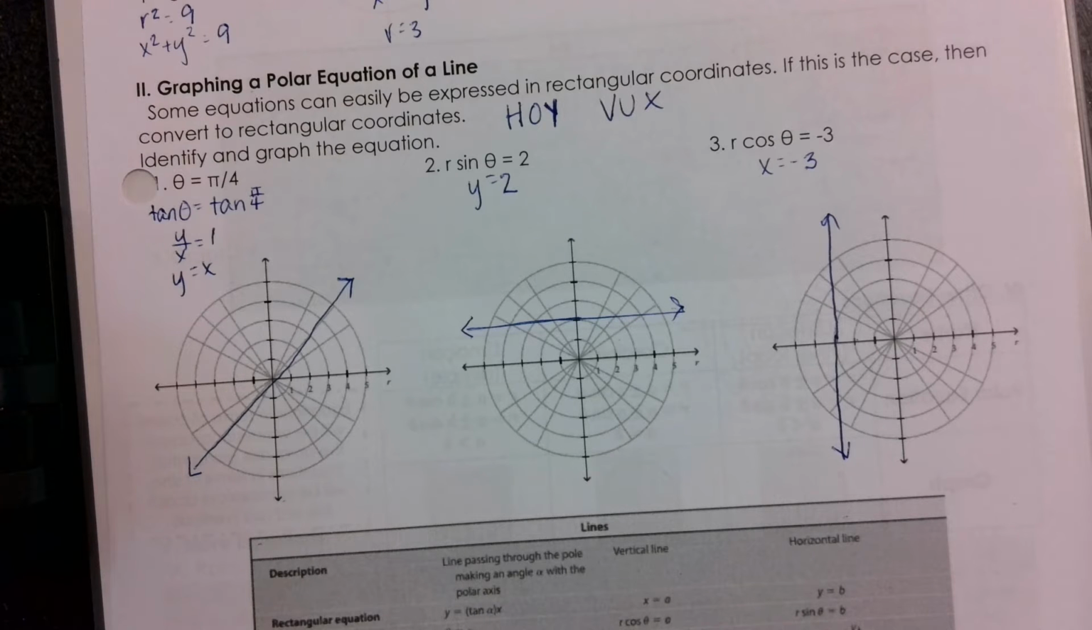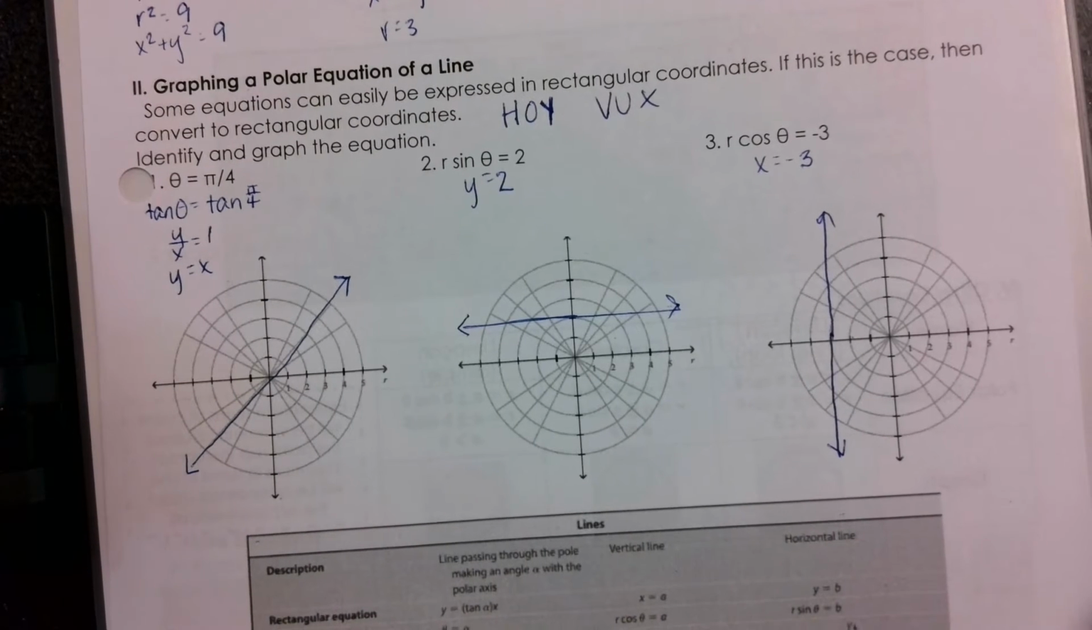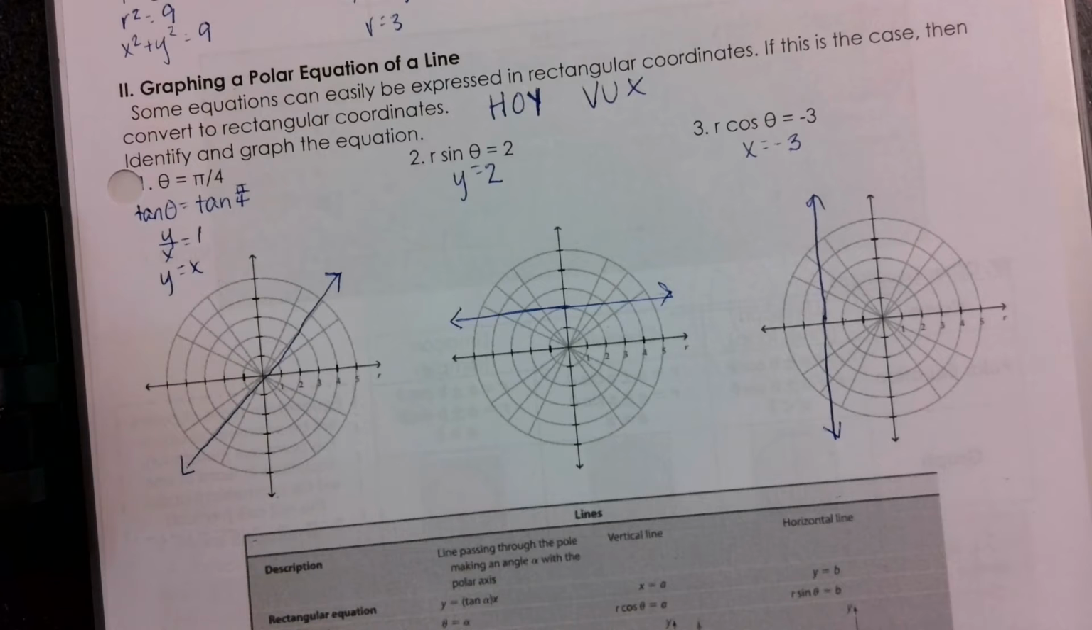So this bottom section is basically just summarizing what we did up there. If you've got theta equals some angle, it's going to be like a regular line. If you've got r sine of something, it's going to be a horizontal line. If you've got r cosine of something, it's going to be a vertical line. So that's kind of like your little cheat sheet for that there. Questions? Okay, cool. So we'll move on to the next part.